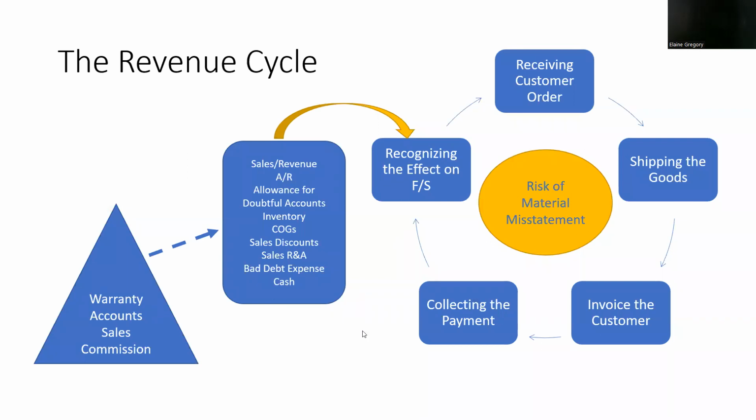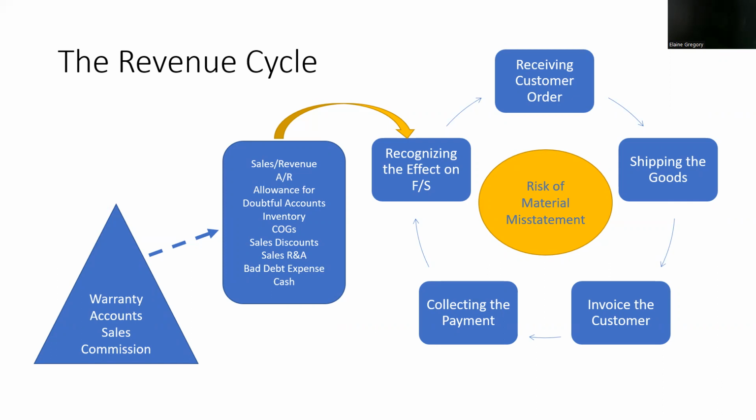Let's take a look at the revenue cycle on the right side. We receive a customer order. We ensure we have the goods, and then we ship the goods. Once we ship the goods, we follow it up with the invoice for the payment of goods. We collect the payment, and we recognize the effect of that transaction within both the balance sheet and the income statement in the financial statements. So in any of these stages, we could have some risk of material misstatement. But I want to focus a little bit on recognizing the effect on the financial statements.